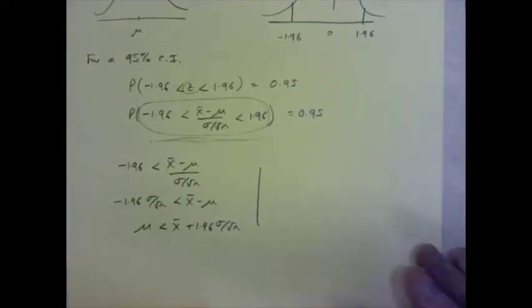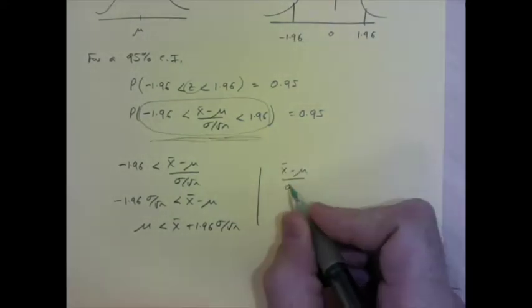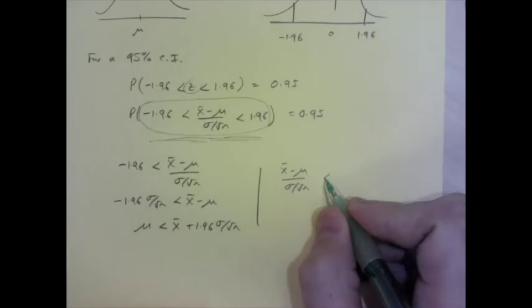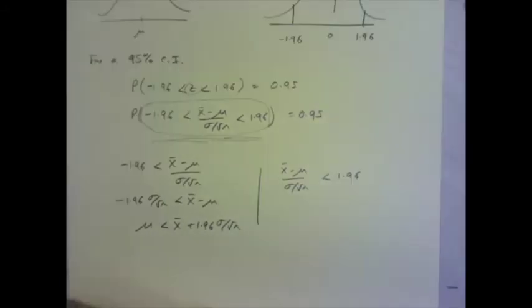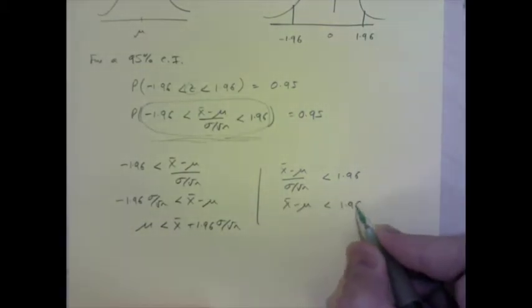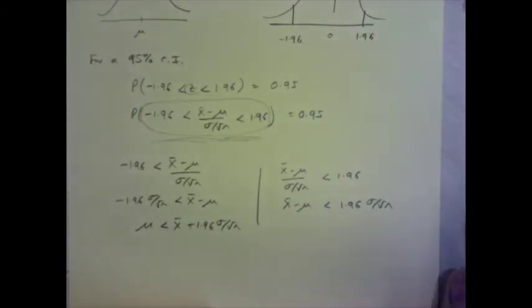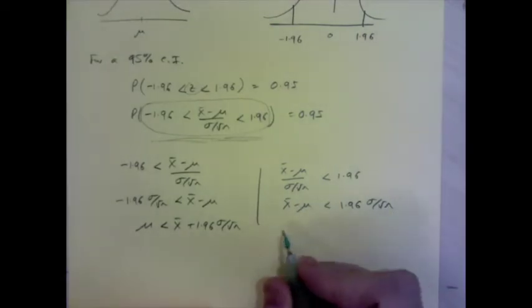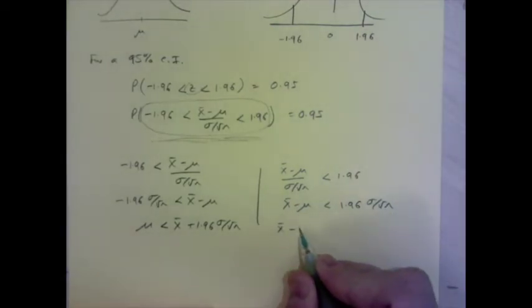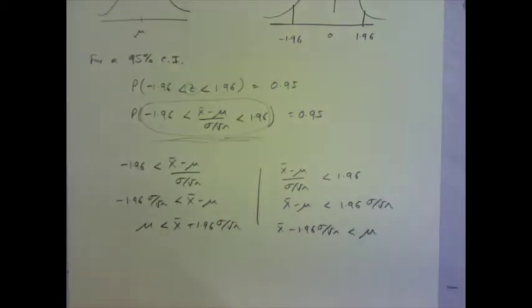I'm then going to do an equivalent thing for this other part of the inequality. I'm going to have x bar minus mu upon sigma on root n is less than 1.96. I'm going to do a similar rearrangement here. So x bar minus mu is going to be less than 1.96 times sigma on root n. Rearrange for mu, or mu over there, so I'm going to have x bar minus 1.96 sigma on root n is less than the mean.